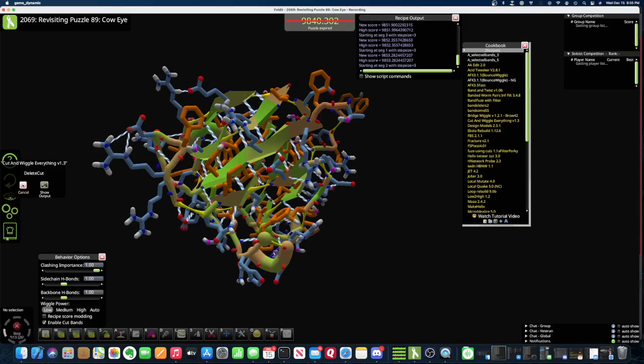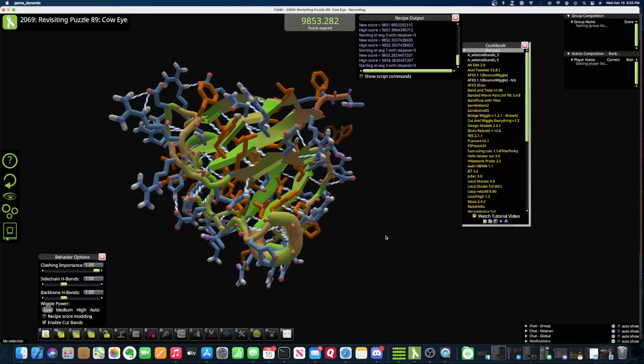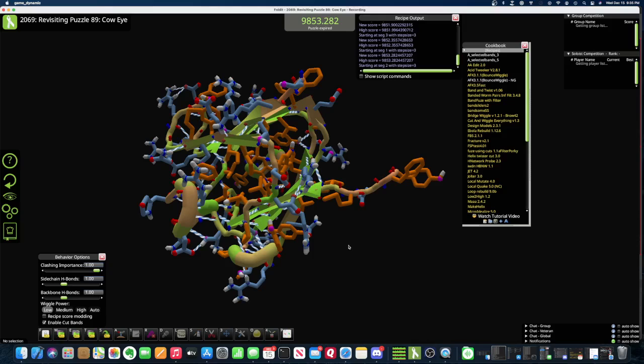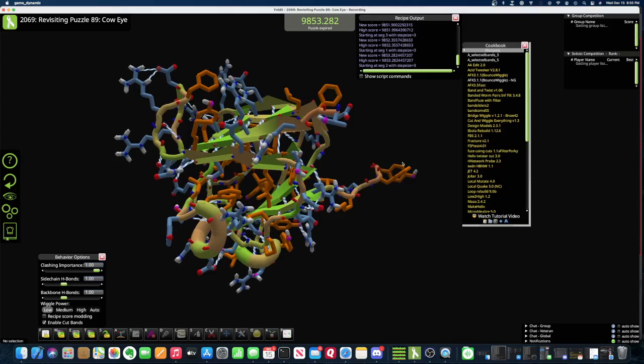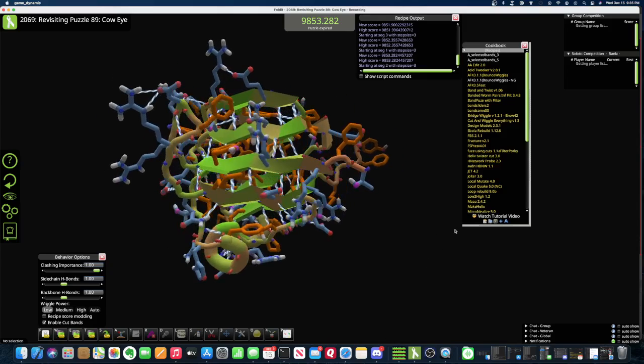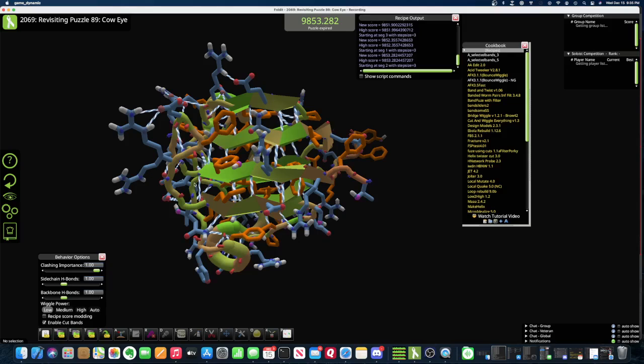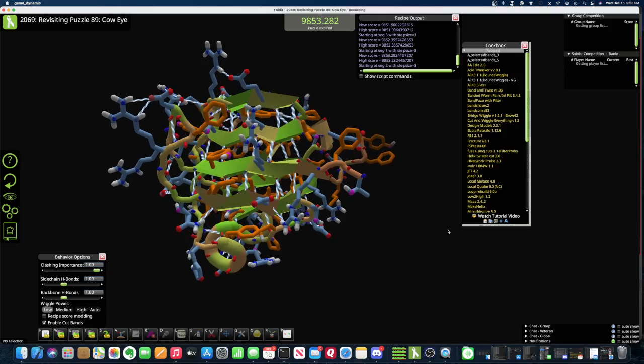I'm going to stop it here just to reduce the amount of time that we spend recording the small improvements that it's making. The next recipe that I run, what we're doing is trying to make the protein relax in this configuration. So what we did was wiggle it, until the wiggling didn't gain us too many more points.